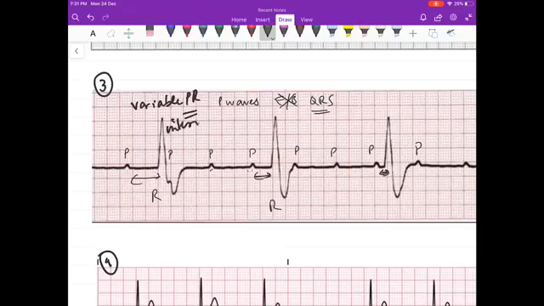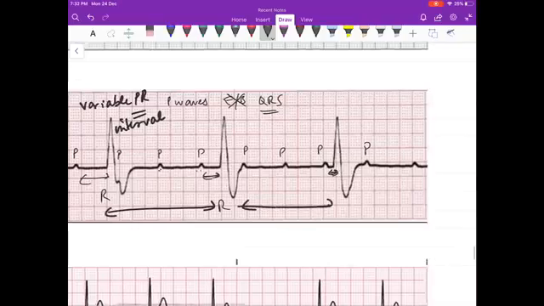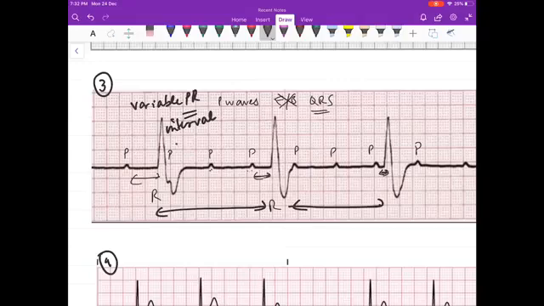It does not have any pattern. But one thing you see, friends, the RR interval is constant. The PP interval is constant. So this is a third degree heart block.